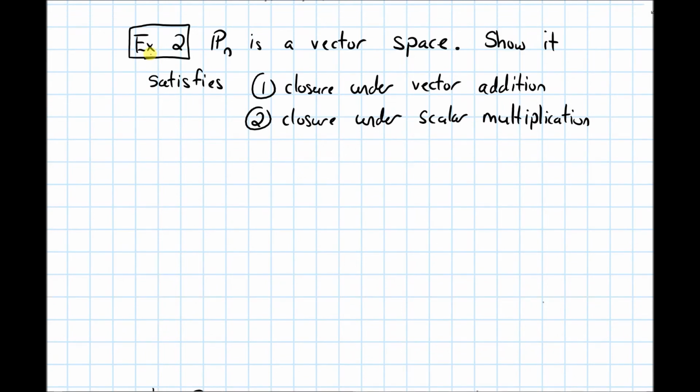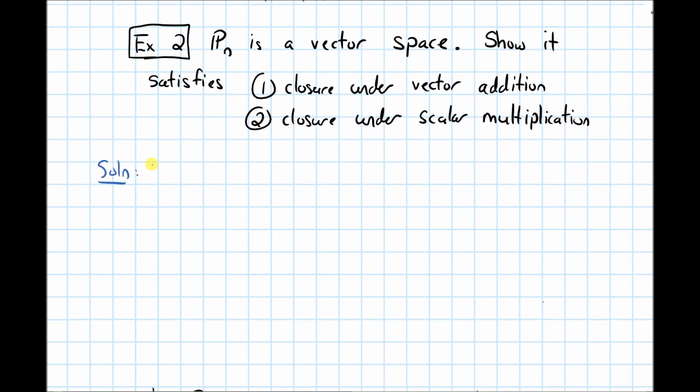Okay, so here is the next example. Pn is a vector space, it turns out. To show it, I would need to show all 10 of those properties that we've talked about. So I'm just going to show that it satisfies closure under vector addition and closure under scalar multiplication. And I'm going to leave for you guys to think about why it satisfies those other 8. The other ones are actually more intuitively true. They're actually easier to show. Okay, so how do we solve this?